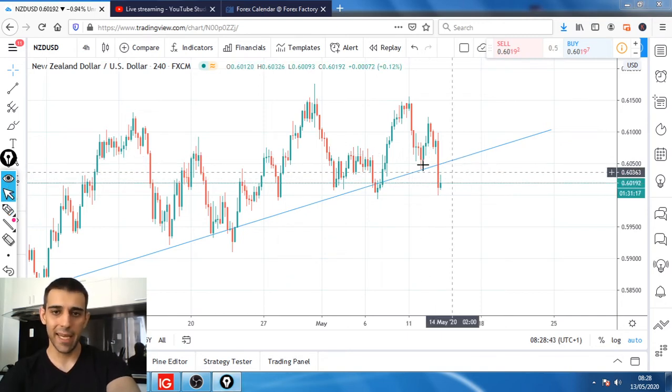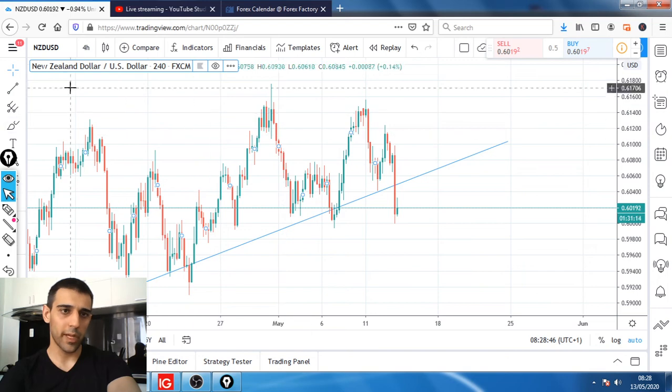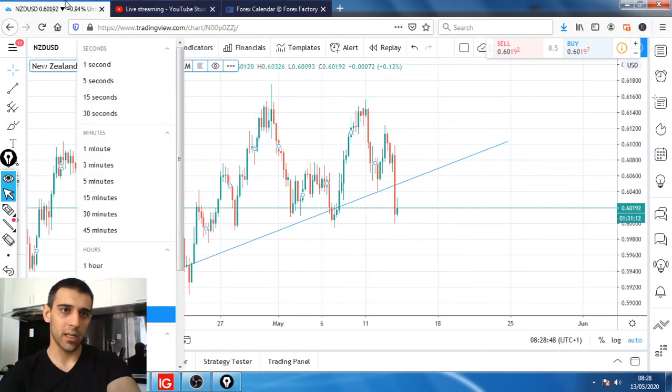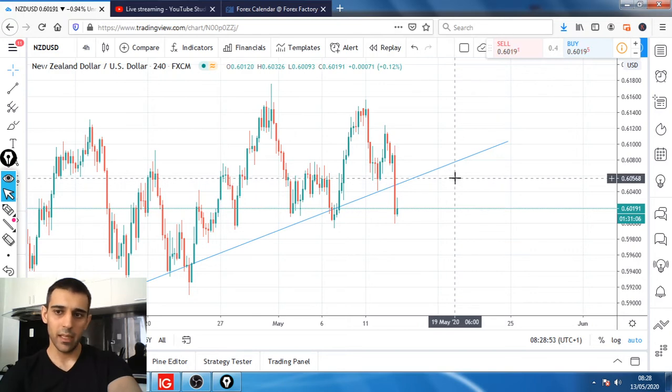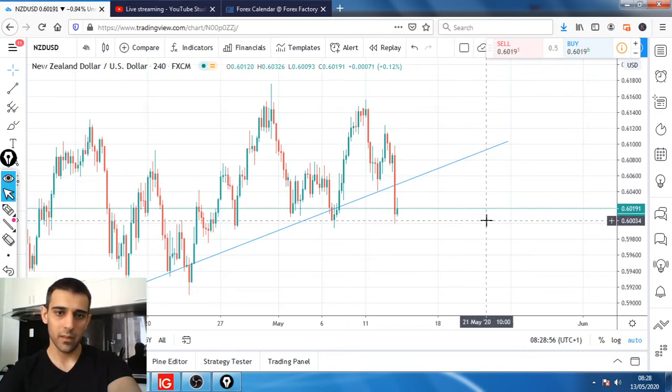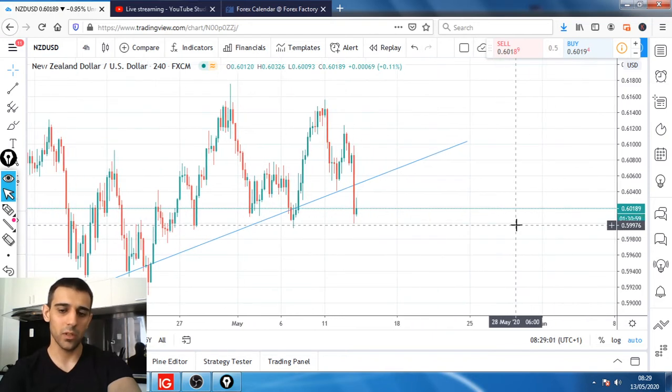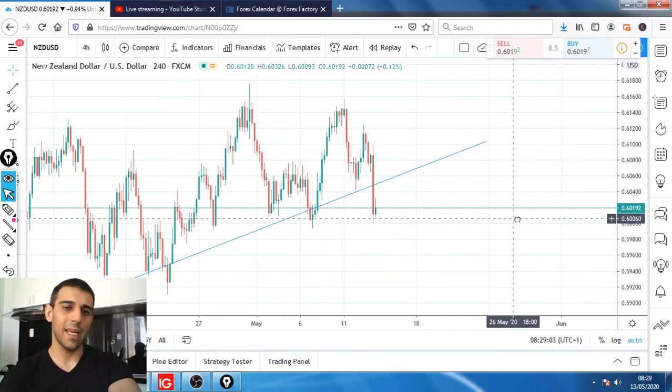If it does it today, then I will take a short trade, but my target's going to be down to the lows. So if the price comes up to these levels of 60.55, my target's going to be down to the prior day lows, which is around the 60.05 zone. So about 50 pips gain on that one.